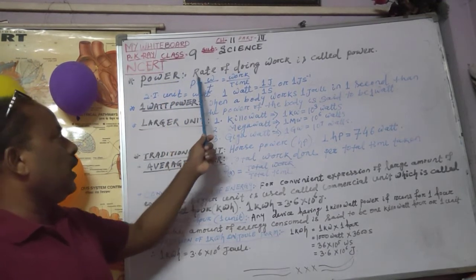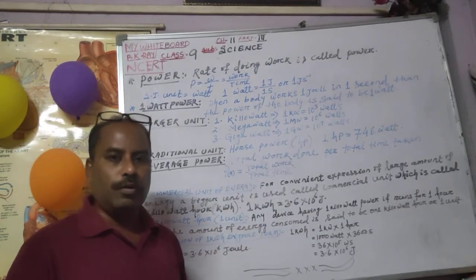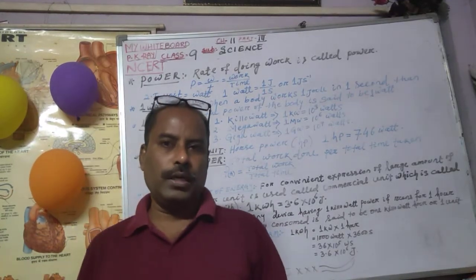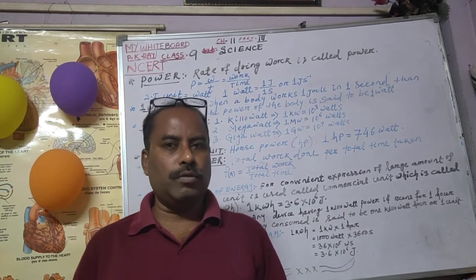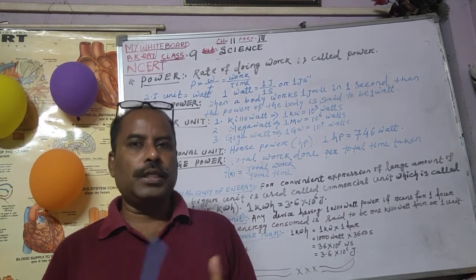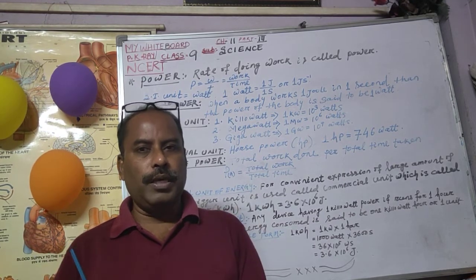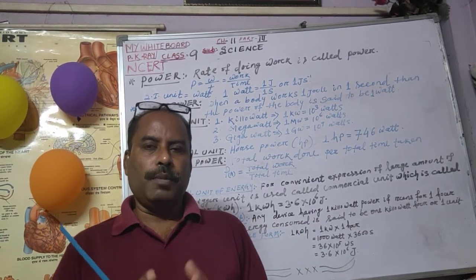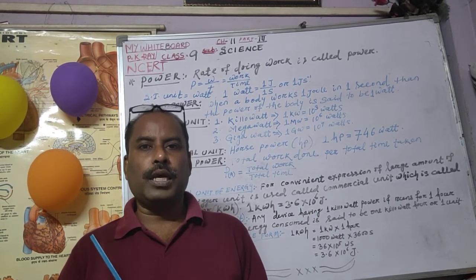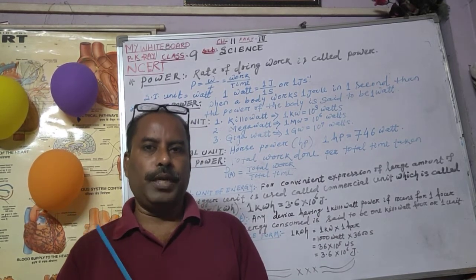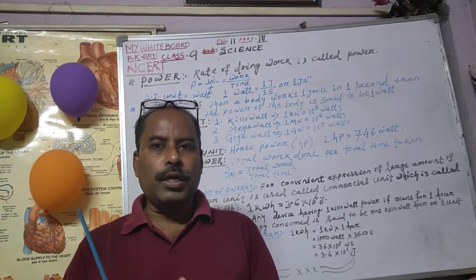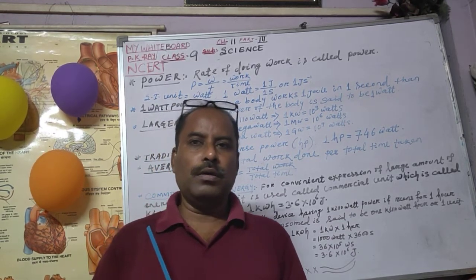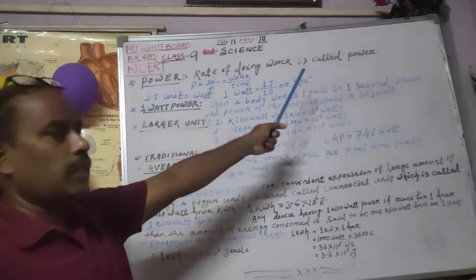What is power? The rate of doing work is called power. Power means the capacity of doing work. I told you in the last class that the ability of doing work is known as energy, but now we will talk about the capacity of doing work. Suppose two persons are given the same work and the same time. The person who can do more work has more capacity. So it depends upon the time period. That's why we call the work per unit time, or rate of doing work, the power of the person.